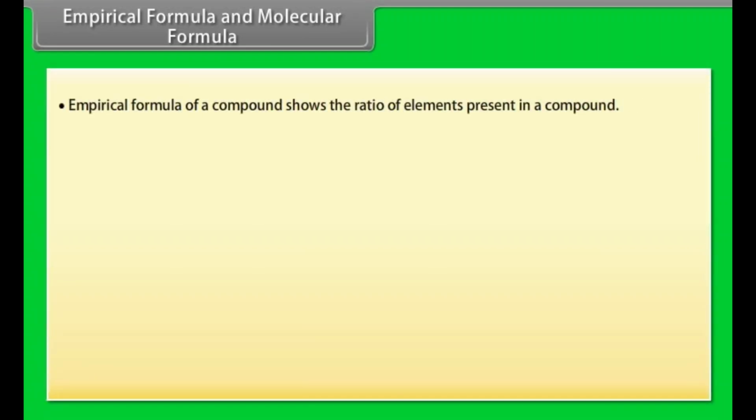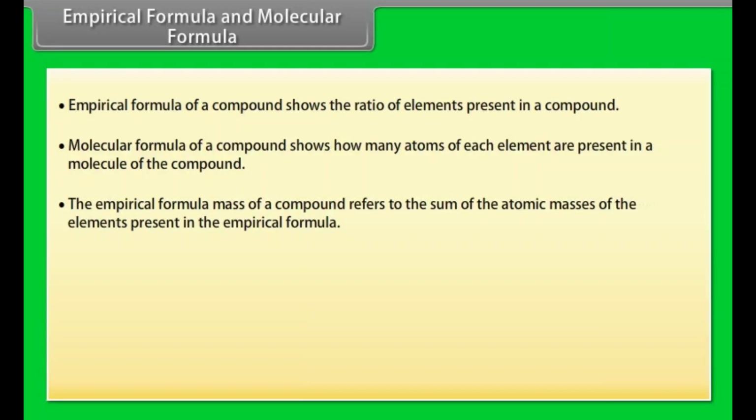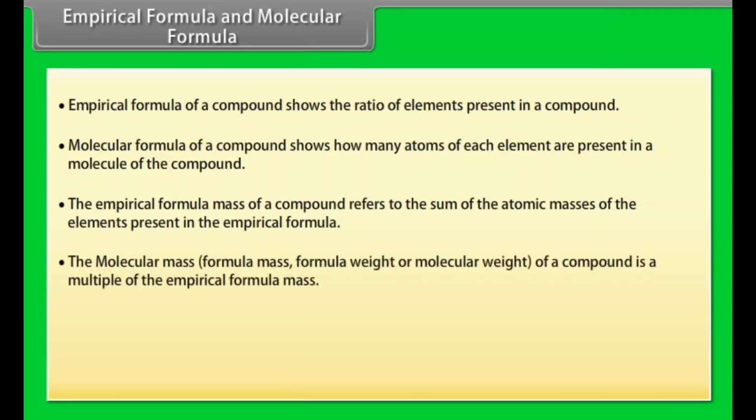Empirical formula of a compound shows the ratio of elements present in a compound. Molecular formula of a compound shows how many atoms of each element are present in a molecule of the compound. The empirical formula mass of a compound refers to the sum of the atomic masses of the elements present in the empirical formula. The molecular mass, formula weight, or molecular weight of a compound is a multiple of the empirical formula mass. M = n × empirical formula mass.